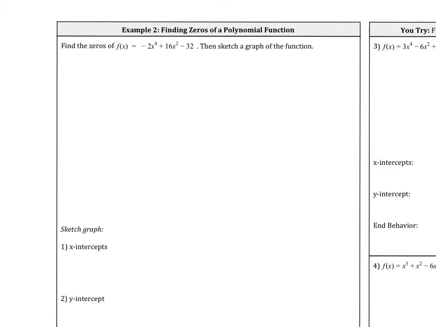Example number 2, finding zeros of a polynomial function. Find the zeros of f(x) equals negative 2x to the 4 plus 16x squared minus 32. So the first step you want to do is to find the GCF or common monomial. The GCF or common monomial is going to be negative 2.